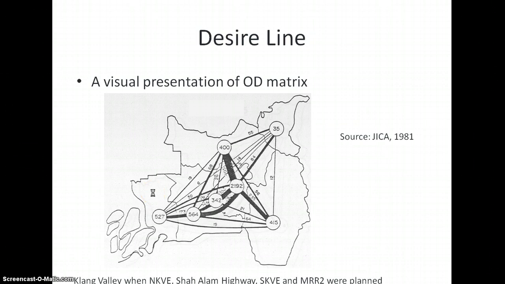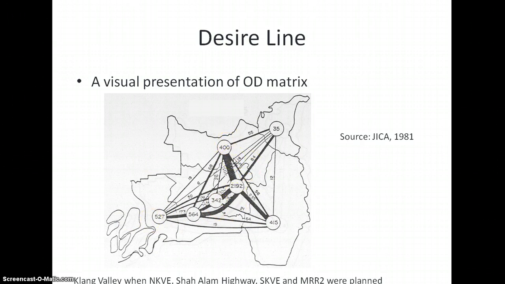And once we get the trip interchange, we can draw, for example, between these two zones, where the trip interchange is quite high, we make a thick line, and for a small amount of trip interchange, we put a thin line. So this is actually for Klang Valley. You can see this thick line. This thick line means the trip demand is very high.